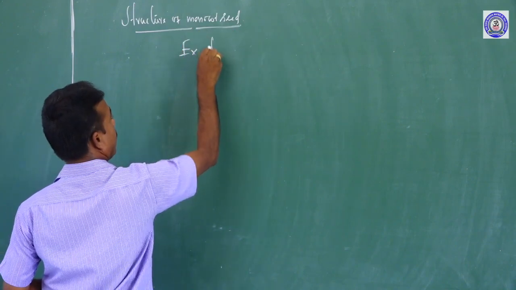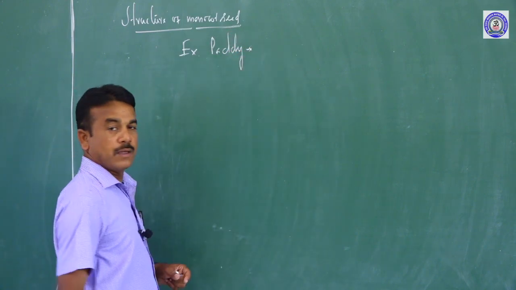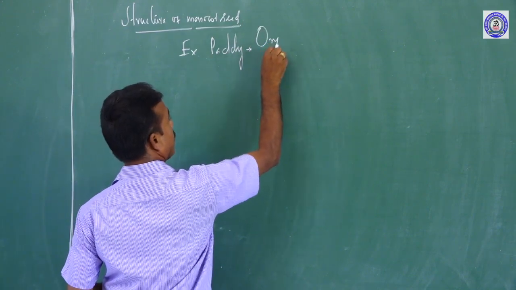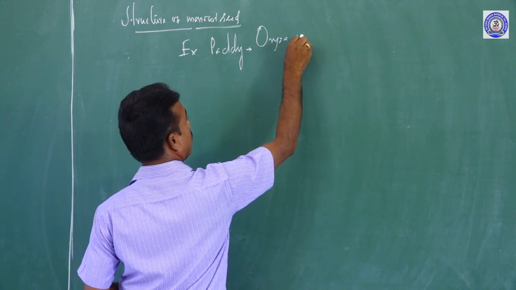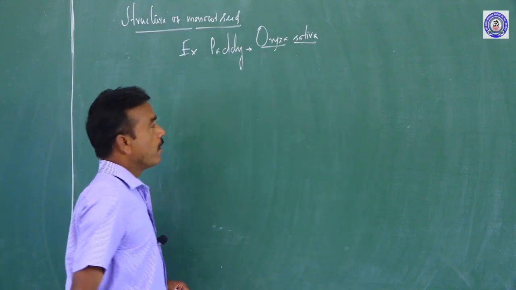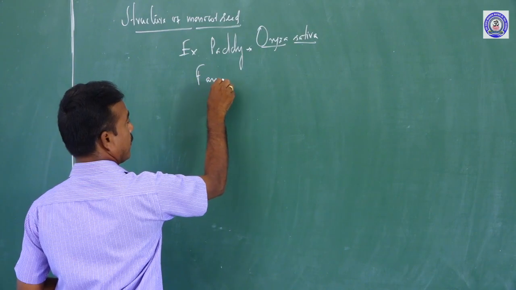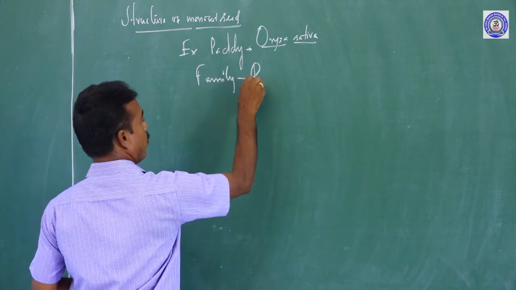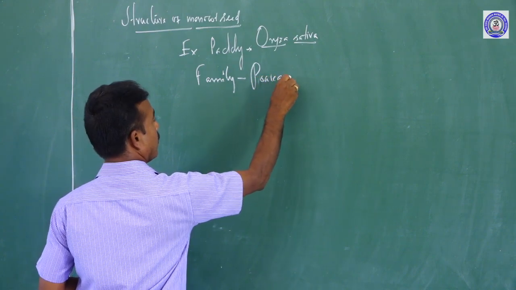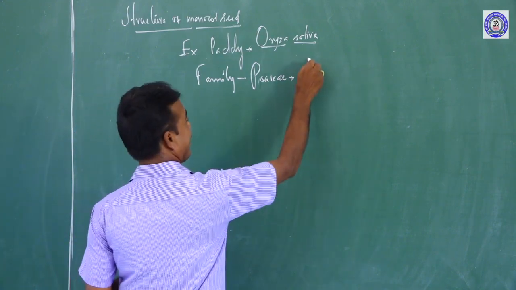Example, paddy. The binomial name of paddy is commonly called Oryza sativa. The paddy comes under the family Poaceae. What does Poaceae mean? It's the grass family.